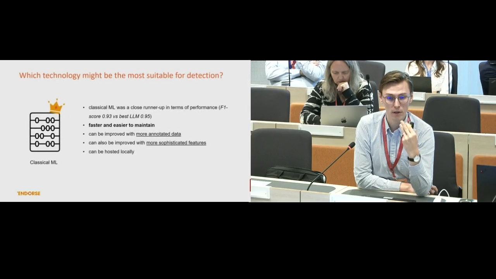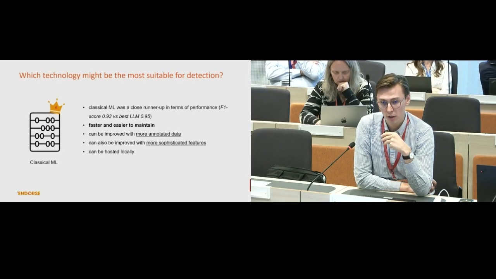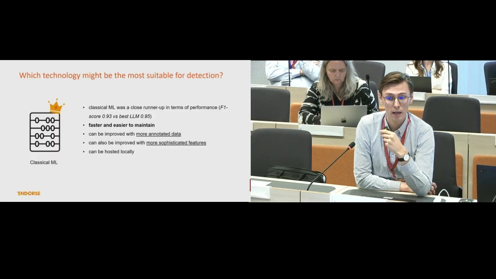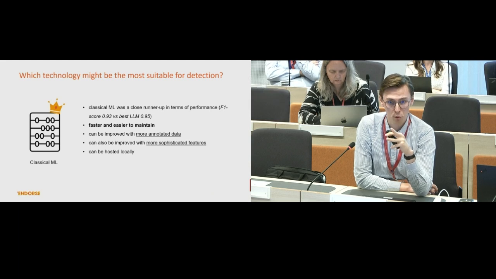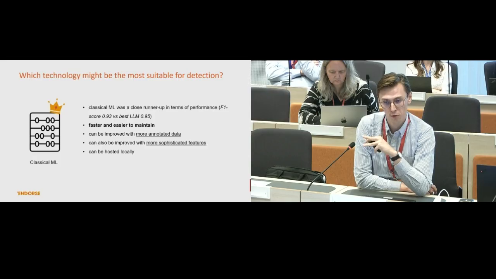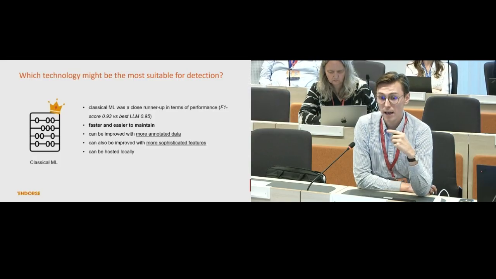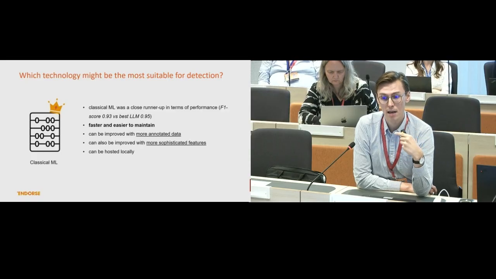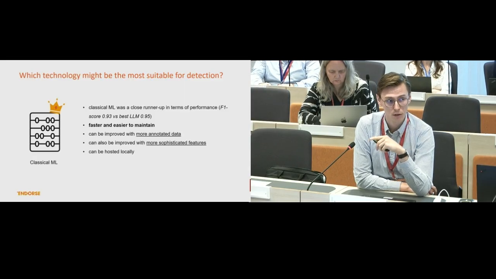And so we have concluded that actually classical machine learning is the most suitable solution for detection, and that is despite it being a runner-up in terms of performance. And for those of you who are more technical, the F1 score was 0.02 short of the best performing LLM. But classical machine learning is faster and easier to maintain, and it can be improved with more annotated data and more sophisticated features. We only looked at some rudimentary features within this approach, and on top of it, it can be hosted locally, which has massive implications for sovereignty.